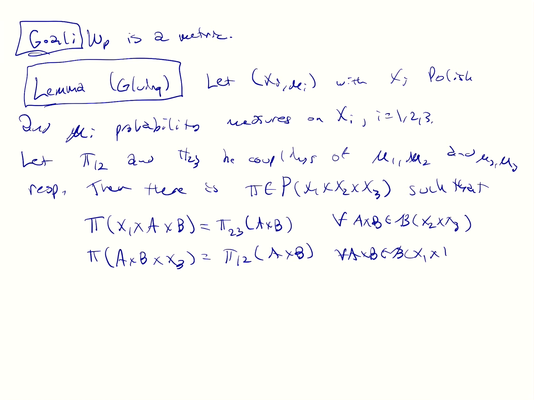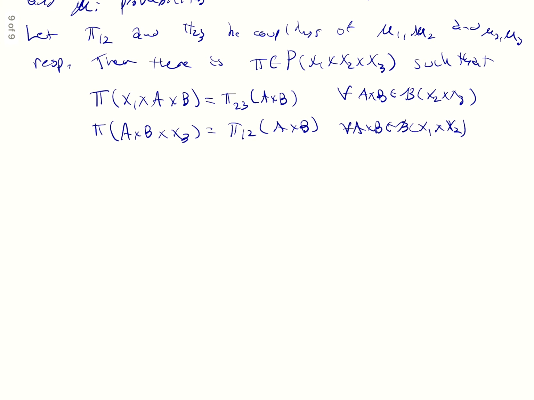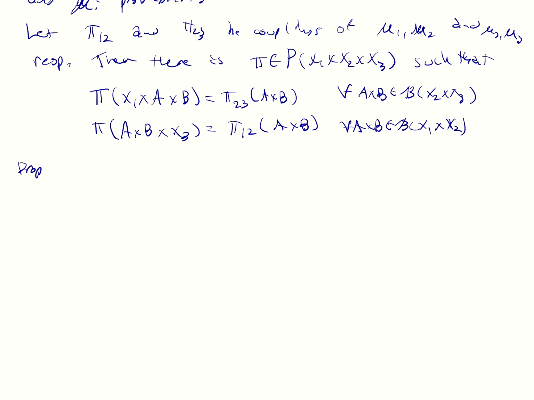So for simplicity, this is a typical basis set of the Borel sigma algebra, but then you can build the whole measure from there. So that's the gluing lemma and our real proposition. Just keep this in mind. We won't prove this here. The proposition is that W_p is a distance.